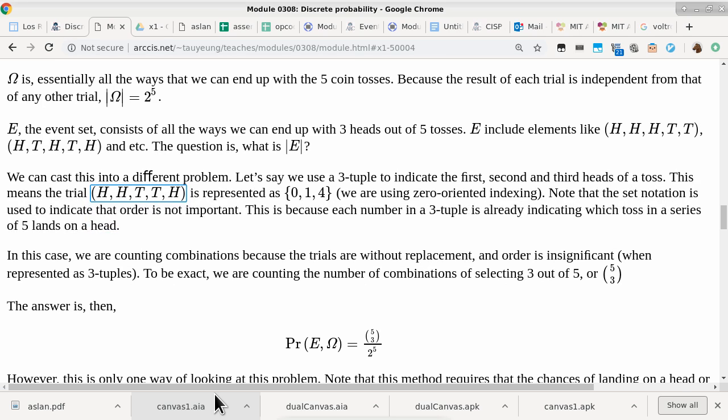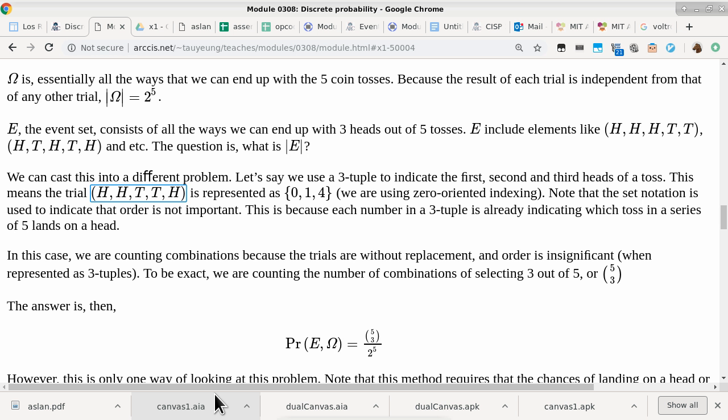So it is basically 5 choose 3, which can be written this way, or you can have a C and then 5, 3 as parameters. But this is the mathematician way of writing 5 choose 3. So if the cardinality of E, which is the set of all the outcomes that we are interested in from the experiment, is 5 choose 3, and the total number of possible outcomes is 2 to the power 5, now we can figure out the probability, which is 5 choose 3 over 2 to the power of 5.